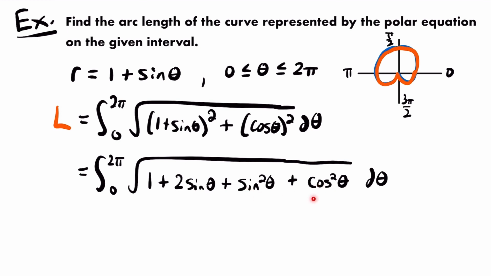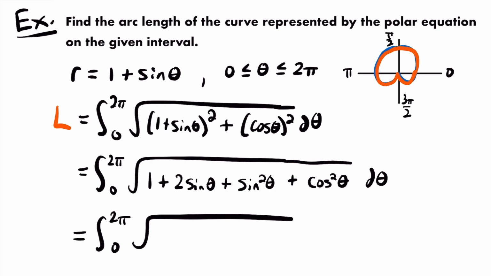All right, and so these last two terms that we have here, sine squared theta and cosine squared theta, we know from our Pythagorean identity for sine and cosine that sine squared theta plus cosine squared theta is just equal to 1. So these two terms are just going to become 1. So this is equal to the integral from 0 to 2 pi of the square root of 1 plus 2 times sine theta plus 1 d theta. All right, so these two terms just became 1. But now we can add this one and this one together to have 2 plus 2 times sine theta. So let's do that.